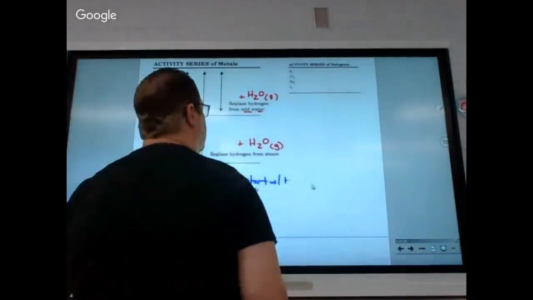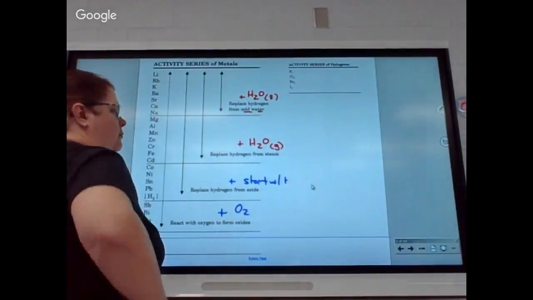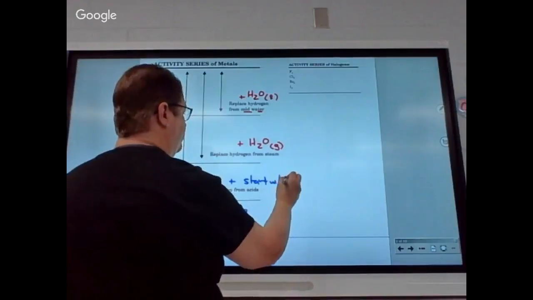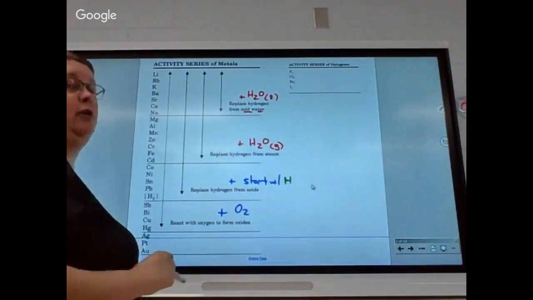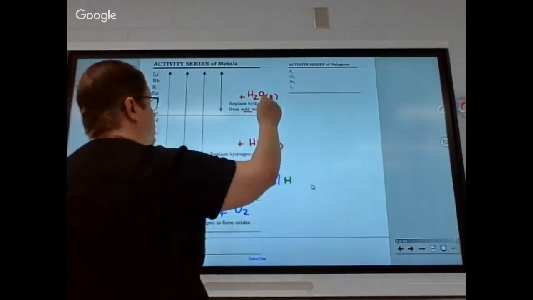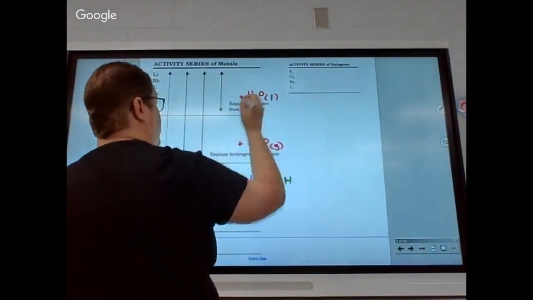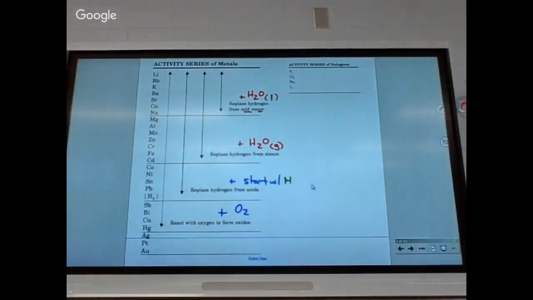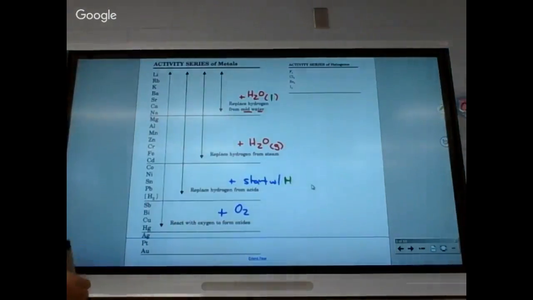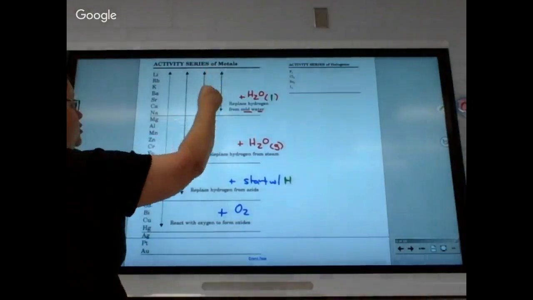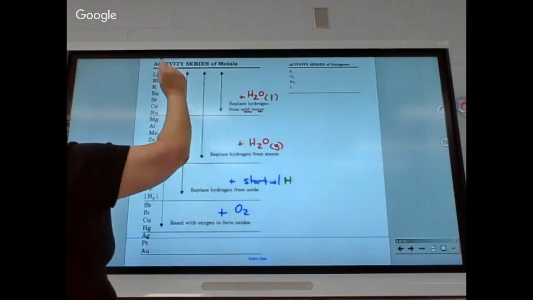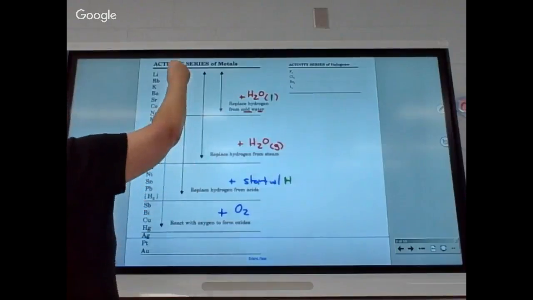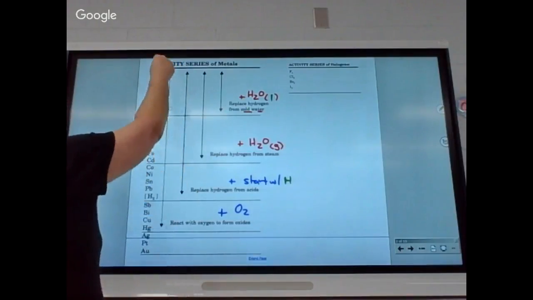Okay? So, if we look at the chart, oops, I erased my H here. All right? If we look at the chart, and you can write this on your chart also. Okay, you wrote it on the chart? Okay. So, if you look at the chart, we can read the arrow, which is cold water. We can read the arrow, which is steam of water. We can read the arrow, which is an acid, or we can read the arrow, which is oxygen.